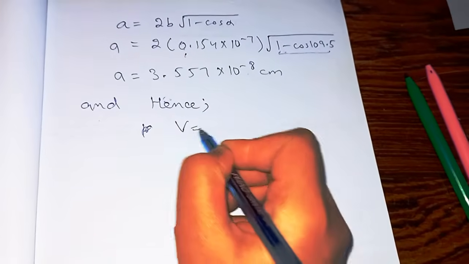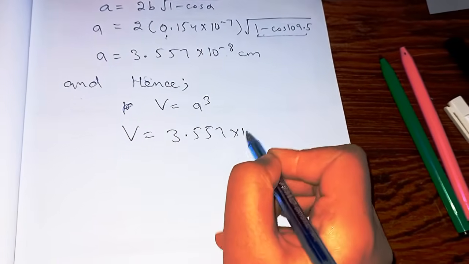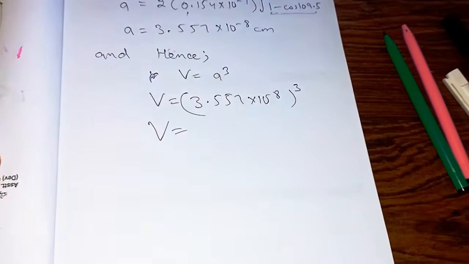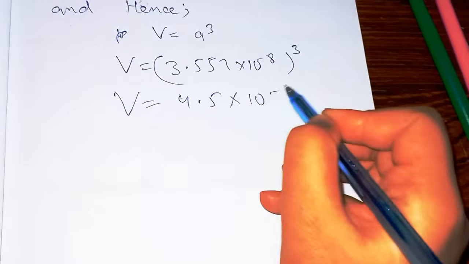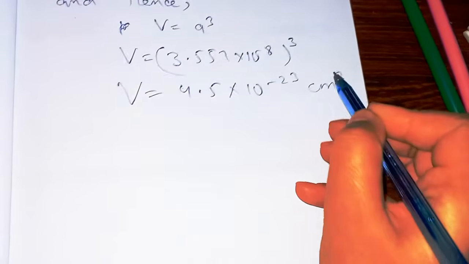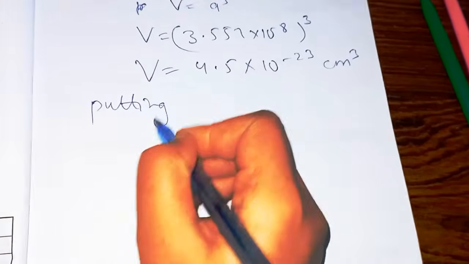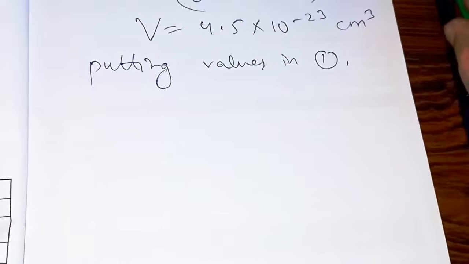Hence volume is given by V equals A cube. So V equals 3.557 multiplied by 10 to the power minus 8, whole cube. Taking the cube of it, you get the volume, and it is 4.5 multiplied by 10 to the power minus 23 centimeter cube. That is the volume.